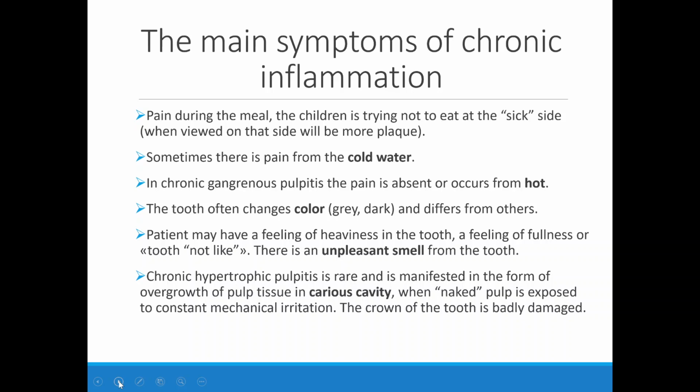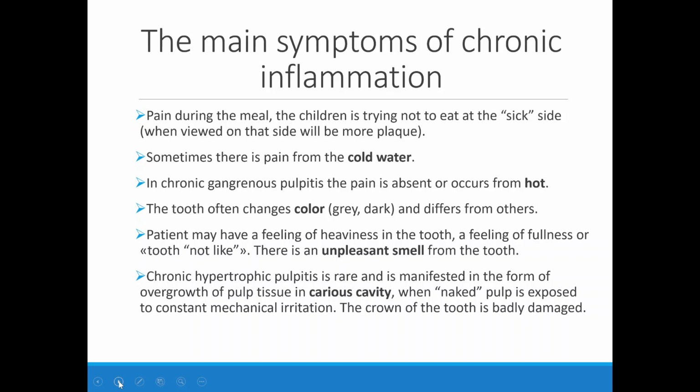When we speak about chronic hypertrophic pulpitis, this diagnosis is very rare and is manifested in the form of overgrowth of pulp tissue in a carious cavity when the pulp is exposed to constant mechanical irritation. The crown of the tooth is badly damaged. And please pay attention that pulp can grow either to the side of the cavity or in the direction of the apical part.